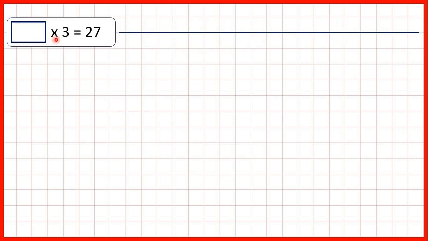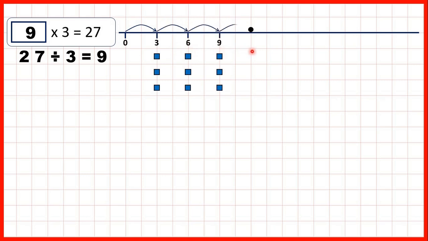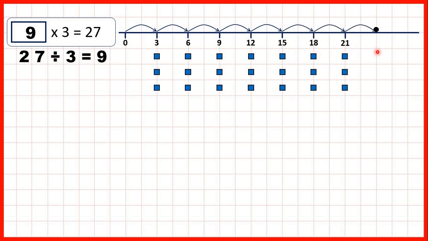We had something times 3 equals 27. To work out our answer, we divided 27 by 3 and got 9. Now what we can do on a number line is count up in steps of 3 until we get to 27. 3, 6, 9, 12, 15, 18, 21, 24, 27. And notice that we've made 9 jumps altogether. So that's how we know our missing number must be 9.